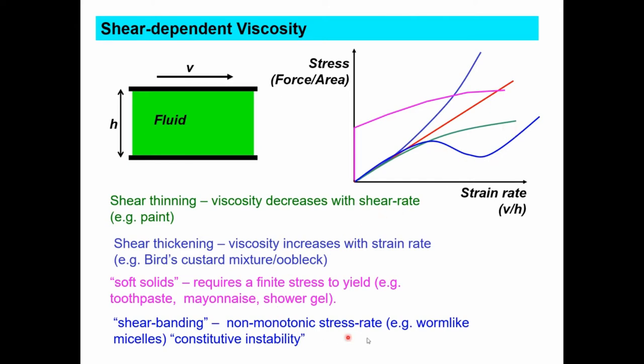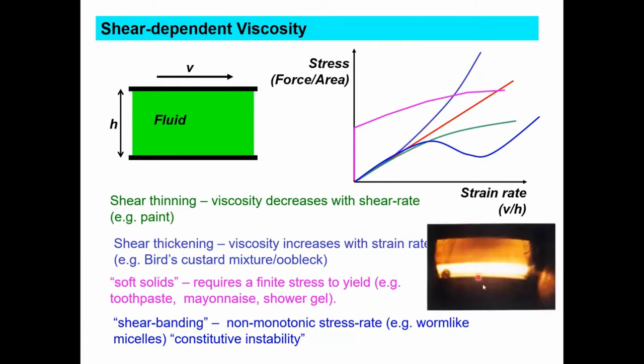And you don't even need to have this stress strain curve being monotonic. There are examples of fluids, so very concentrated surfactants, which form things like what are called worm-like micelles, that have this strange behavior where this stress versus strain rate curve is multivalued. So for the same stress, you can get two different strain rates. This third one here is unstable. And so what you get is this thing called shear banding, where the fluid splits into a high shearing part and a low shearing part, but they have the same stress. So these are really quite weird materials.